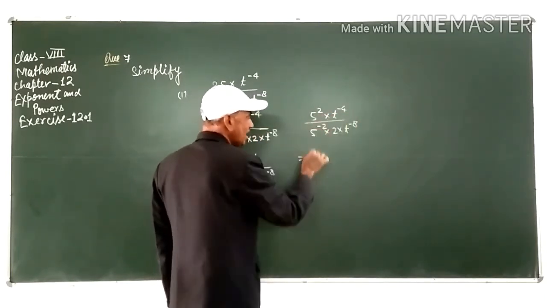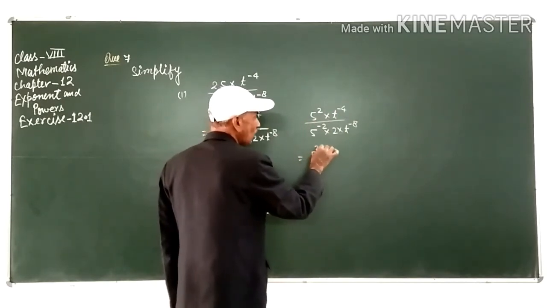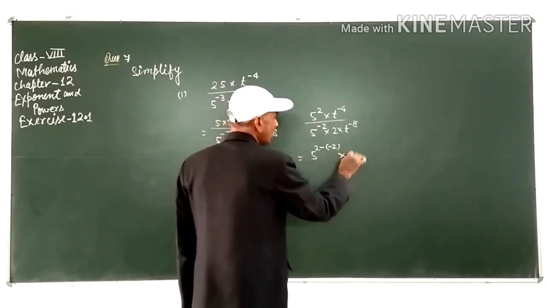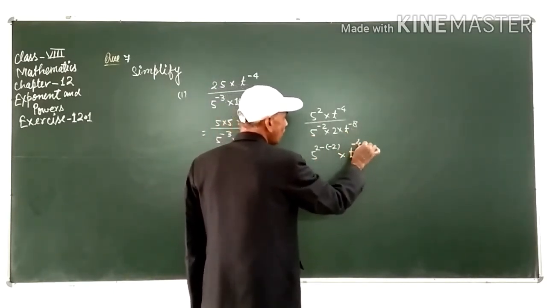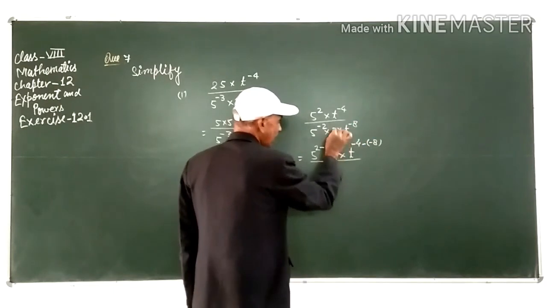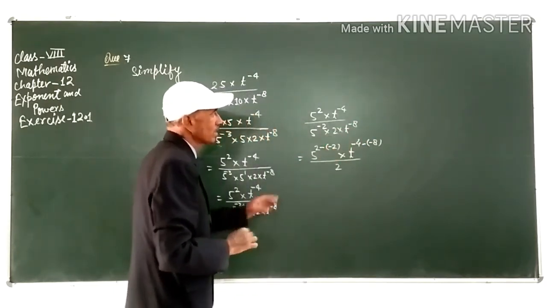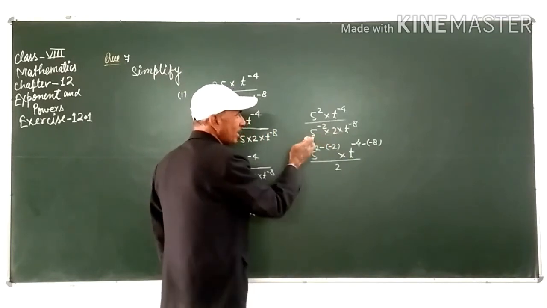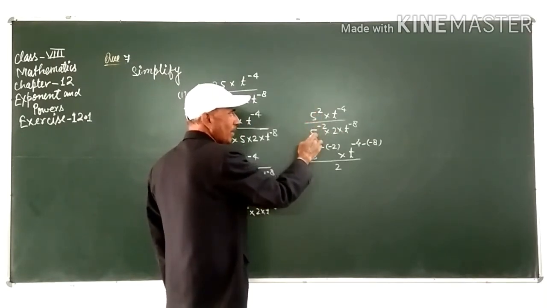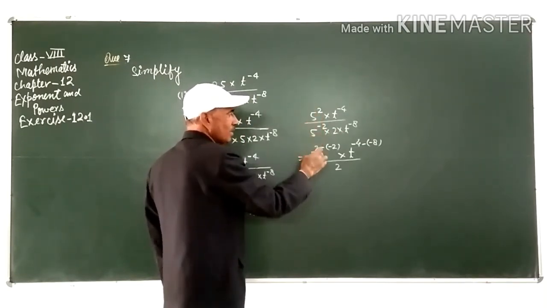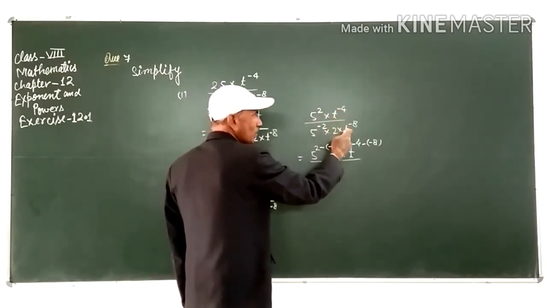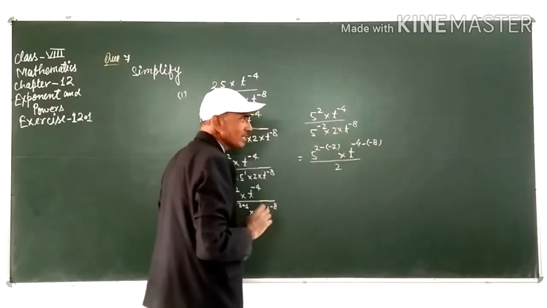So we can write this like 5 to the power 2 minus minus 2. Clear, friends? Into t to the power minus 4 minus minus 8, upon 2. You have to understand this part here. This one, minus 2, means 5 to the power 2 divided by 5 to the power minus 2. If there is a sign of division, the exponents will be subtracted. And at the same time, t to the power minus 4 divided by t to the power minus 8.